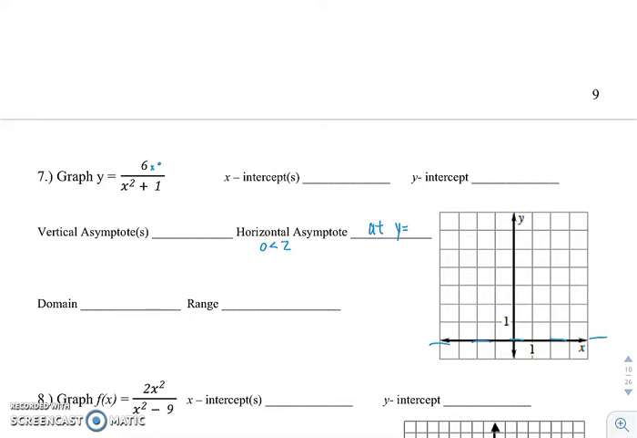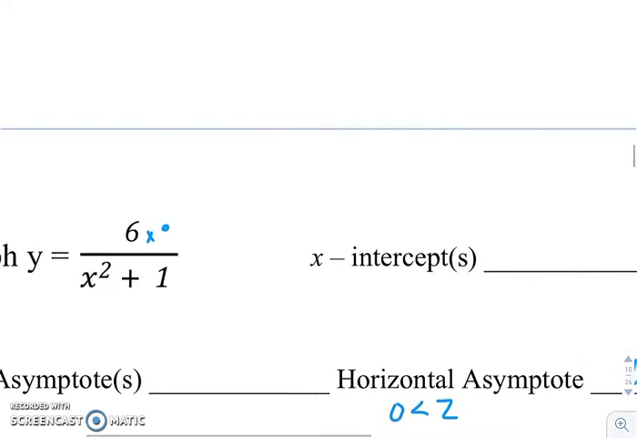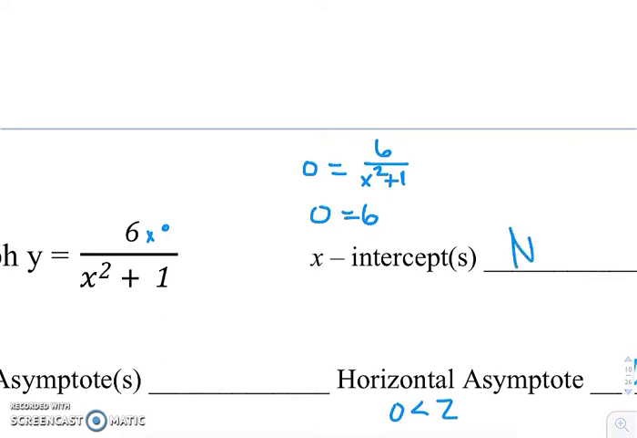So that would mean if our horizontal asymptote's at the x-axis and you looked at the graph and could see it didn't cross the x-axis, if you try to solve for your x-intercepts, you would set y equal to 0. 0 equals 6 over x squared plus 1. You would cross multiply. 0 times x squared plus 1 is 0 equals 6. What happens is there's no x left to solve for, and you're left with a false statement. So in this case, there are no x-intercepts, which is fine.